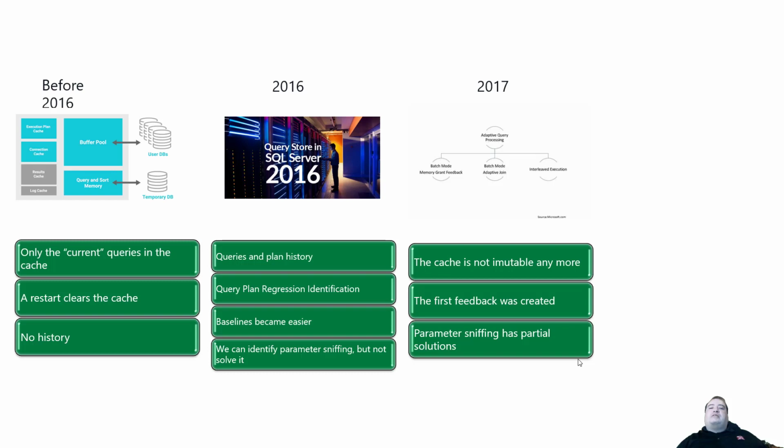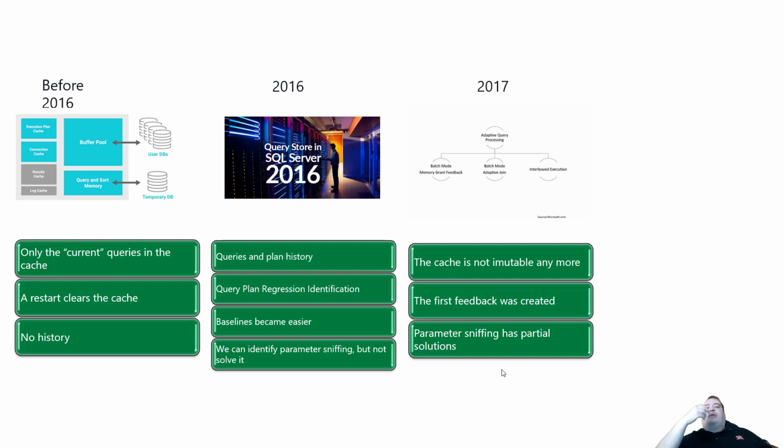Parameter sniffing has partial solutions. Here again, we are talking about parameter sniffing, and I'm mentioning that we have a partial solution for this problem. Why? What do I mean about a partial solution for this problem? I mean that a parameter sniffing problem could cause a bad memory grant. So the memory grant feedback could solve this problem.